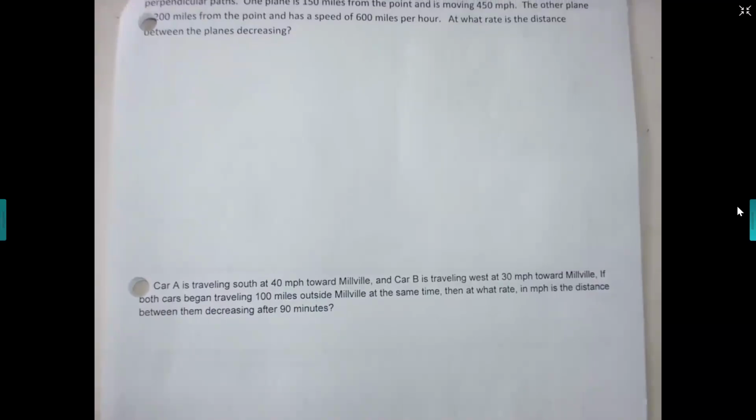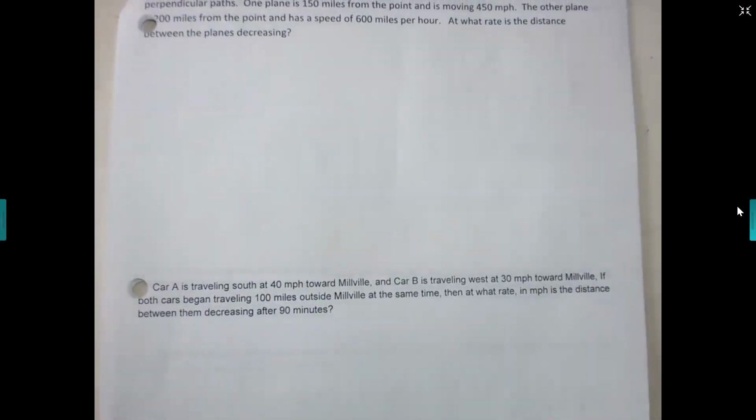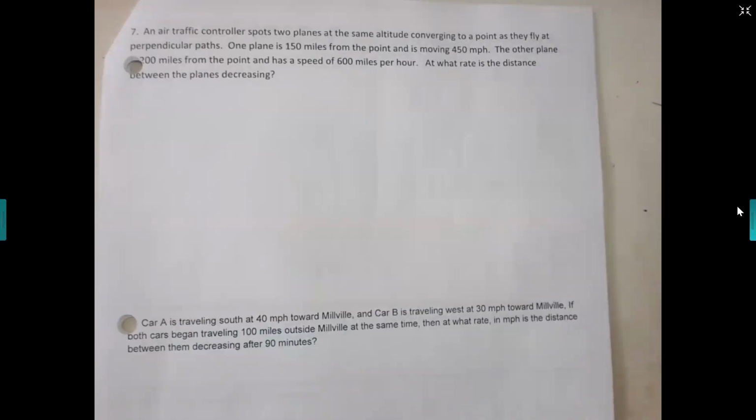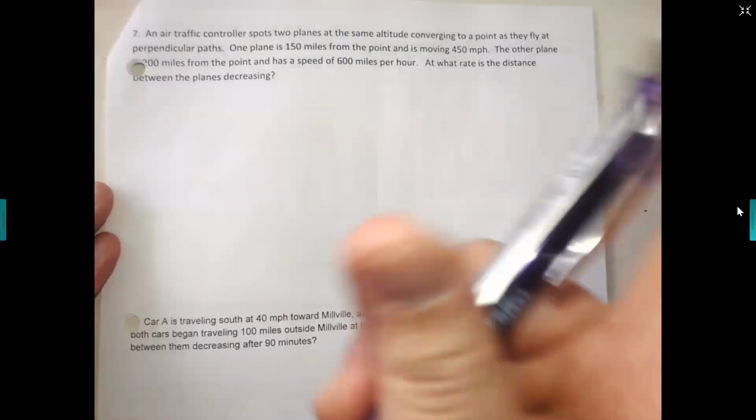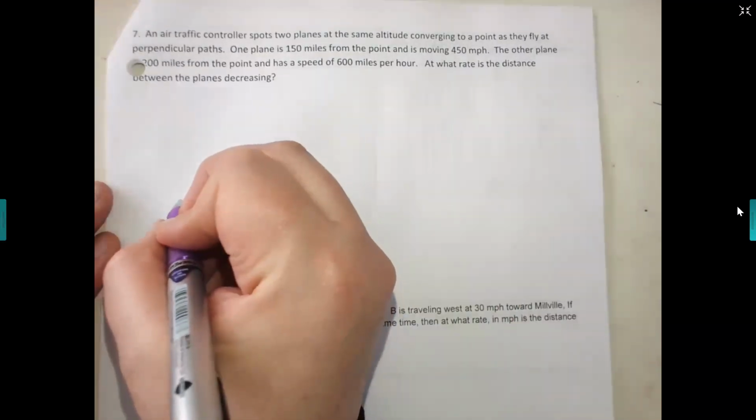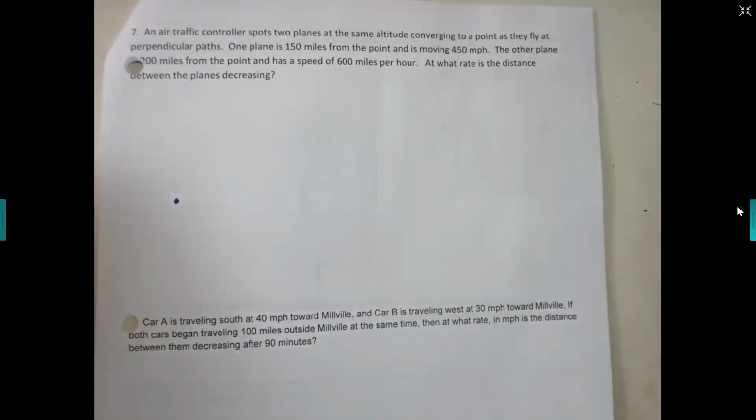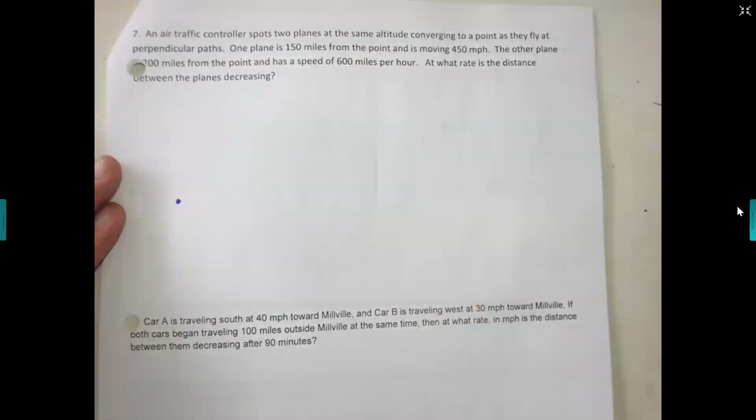Okay, and we're gonna run through this one kind of quick. Normally I'd try to have you set it up, but I don't know where the time went. So we have an air traffic controller spots 2 planes converging to a point as they fly in perpendicular paths. So let's put, here's my point that my planes are going to. Okay, let's say we have a plane A and a plane B.